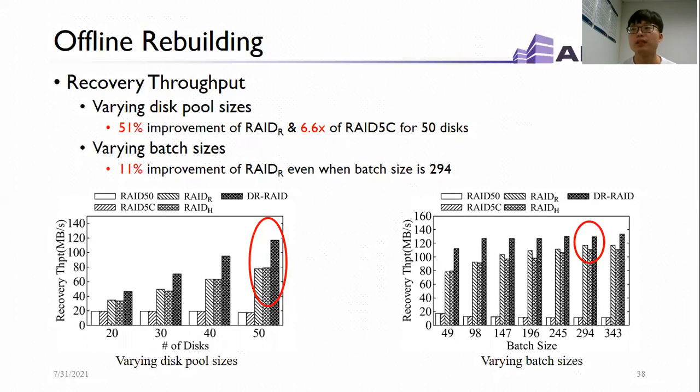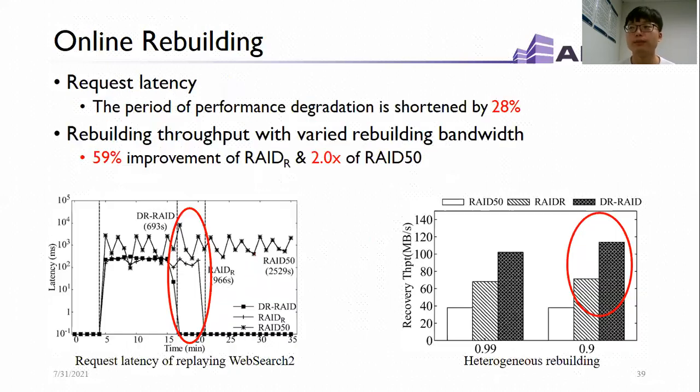DRAID improves the rebuilding throughput by 51% compared with RAID-R and still has an 11% improvement over RAID-R with a batch size of 294. In online rebuilding, we measure the request latency by replaying traces and the rebuilding throughput with varied rebuilding bandwidth. Compared with RAID-R, DRAID shortens the period of performance degradation by 28% and improves the rebuilding throughput by 59%.